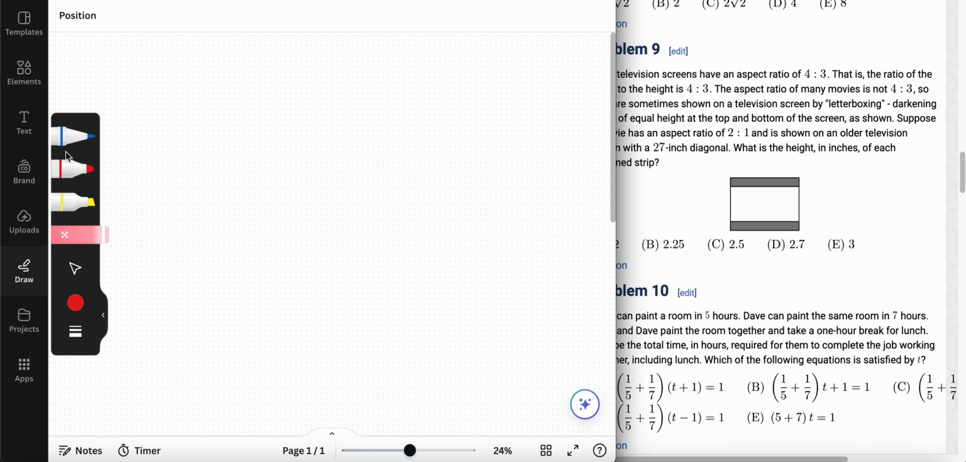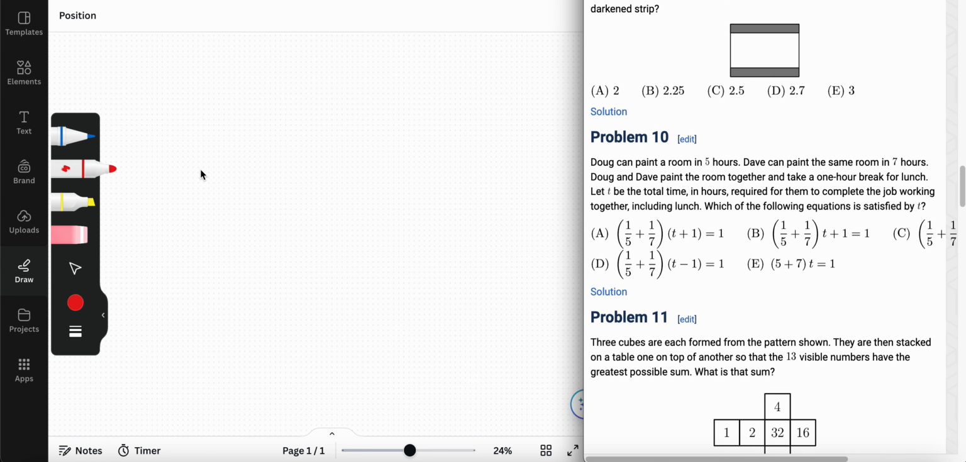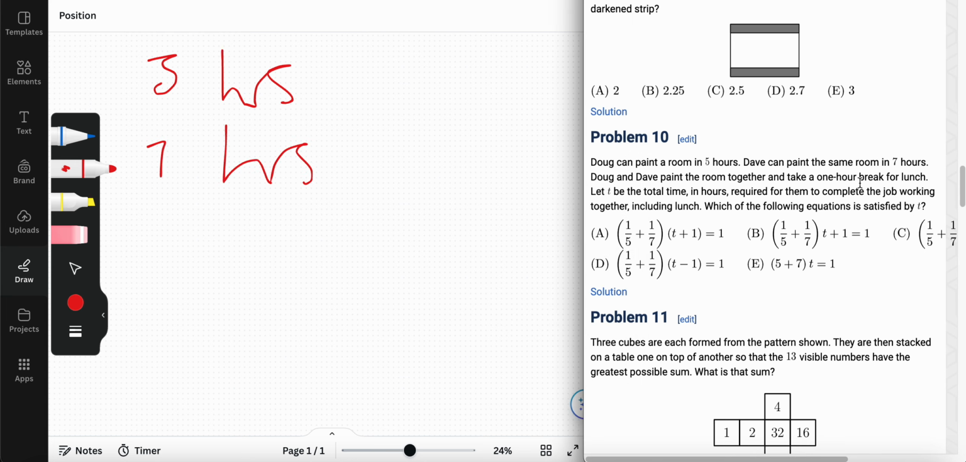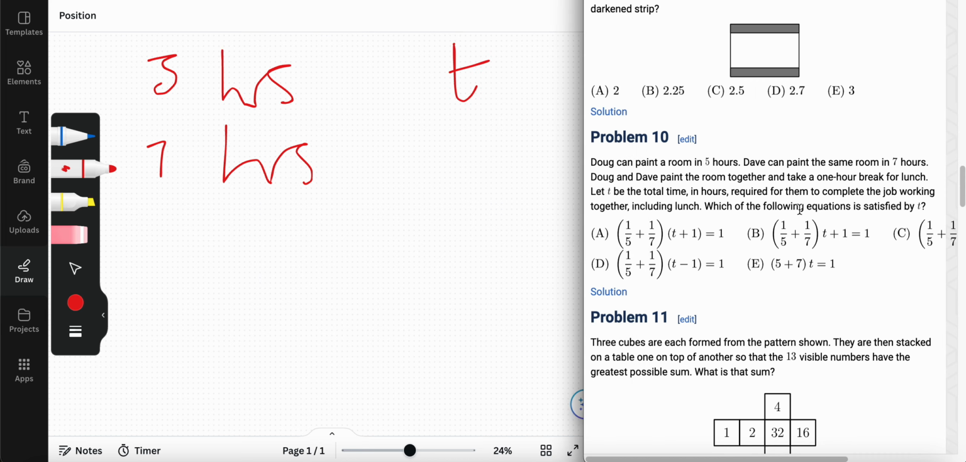Okay, moving on to the last problem for today. Problem number 10. Doug can paint a room in 5 hours. Dave can paint the same room in 7 hours. They paint the room together and take a 1 hour break. Let T be the total time required for them to complete the job, including lunch. Which are the following equations?